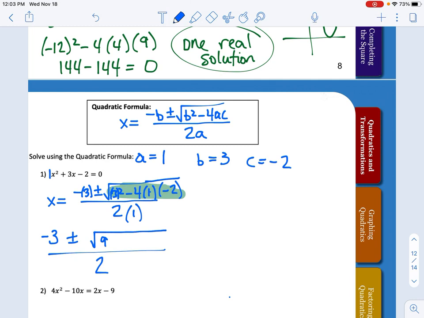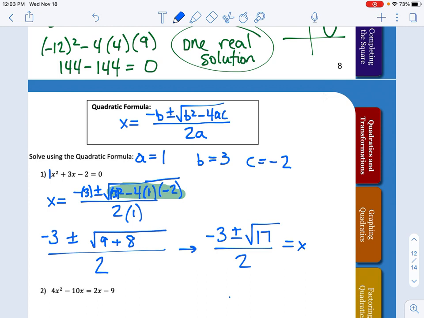So 3 squared is 9, minus 4 times 1 times negative 2, so that becomes plus 8. Now I can go ahead and say negative 3 plus or minus root 17 over 2. A radical 17 is not reducible, so I have my two solutions here.